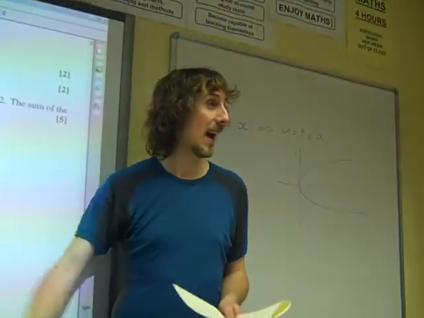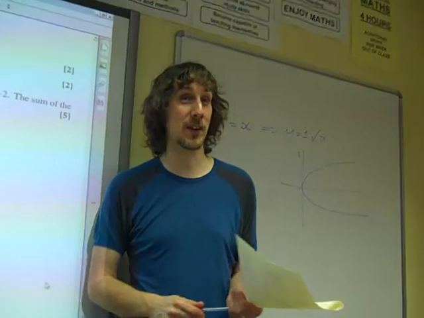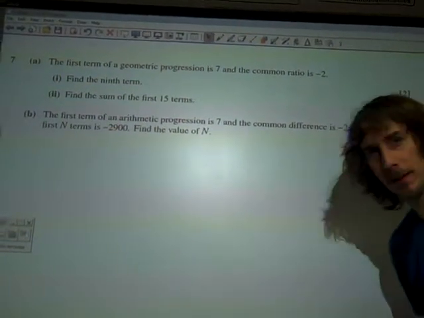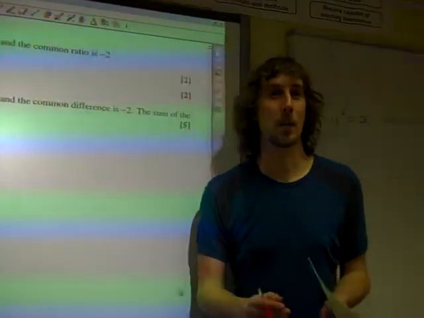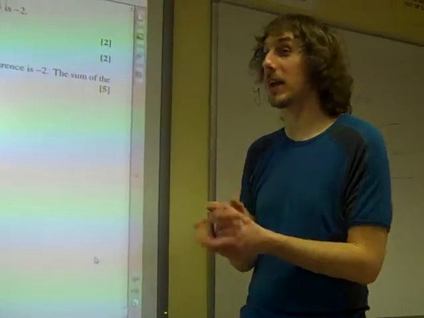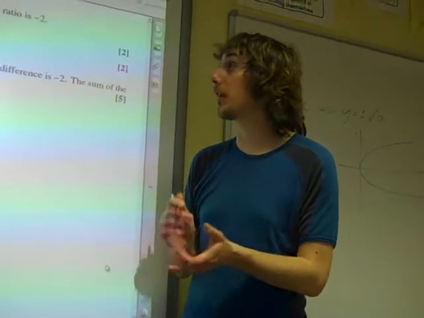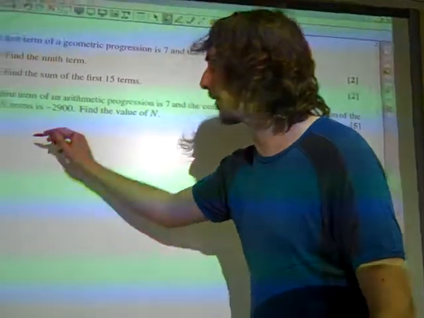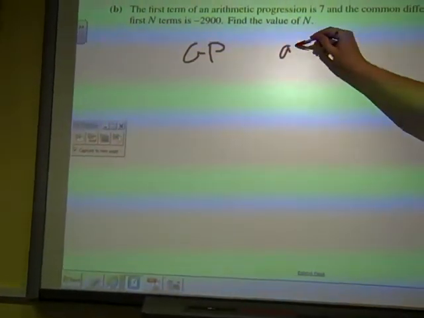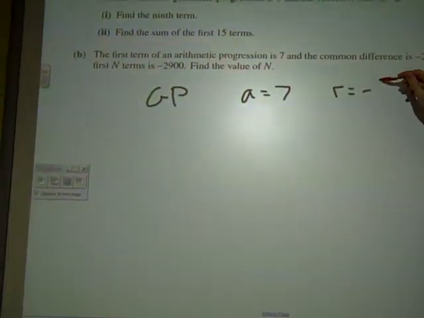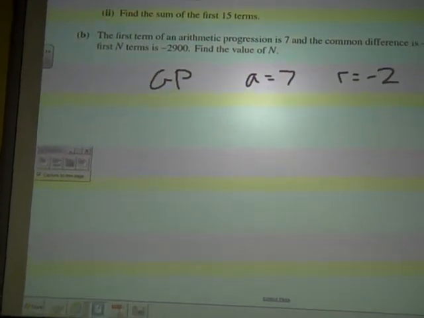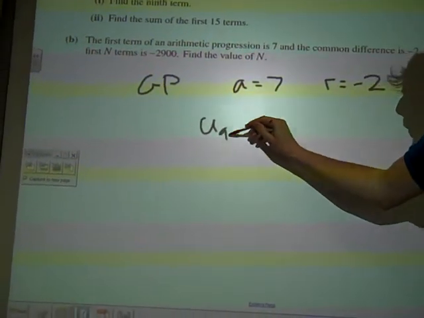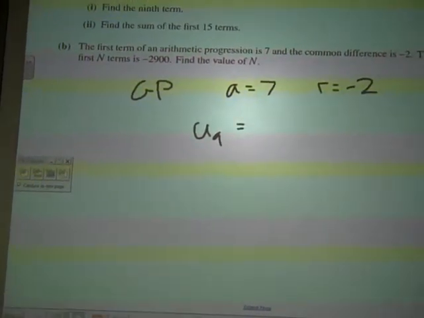So this is the APs and GPs question 7 on summer 2011. Right, so part A says we have a geometric progression. The first term is 7 and the common ratio is -2. This is really nice of them to give us this information. It's probably more than we would normally expect to get. Find the 9th term. Well, that's great.